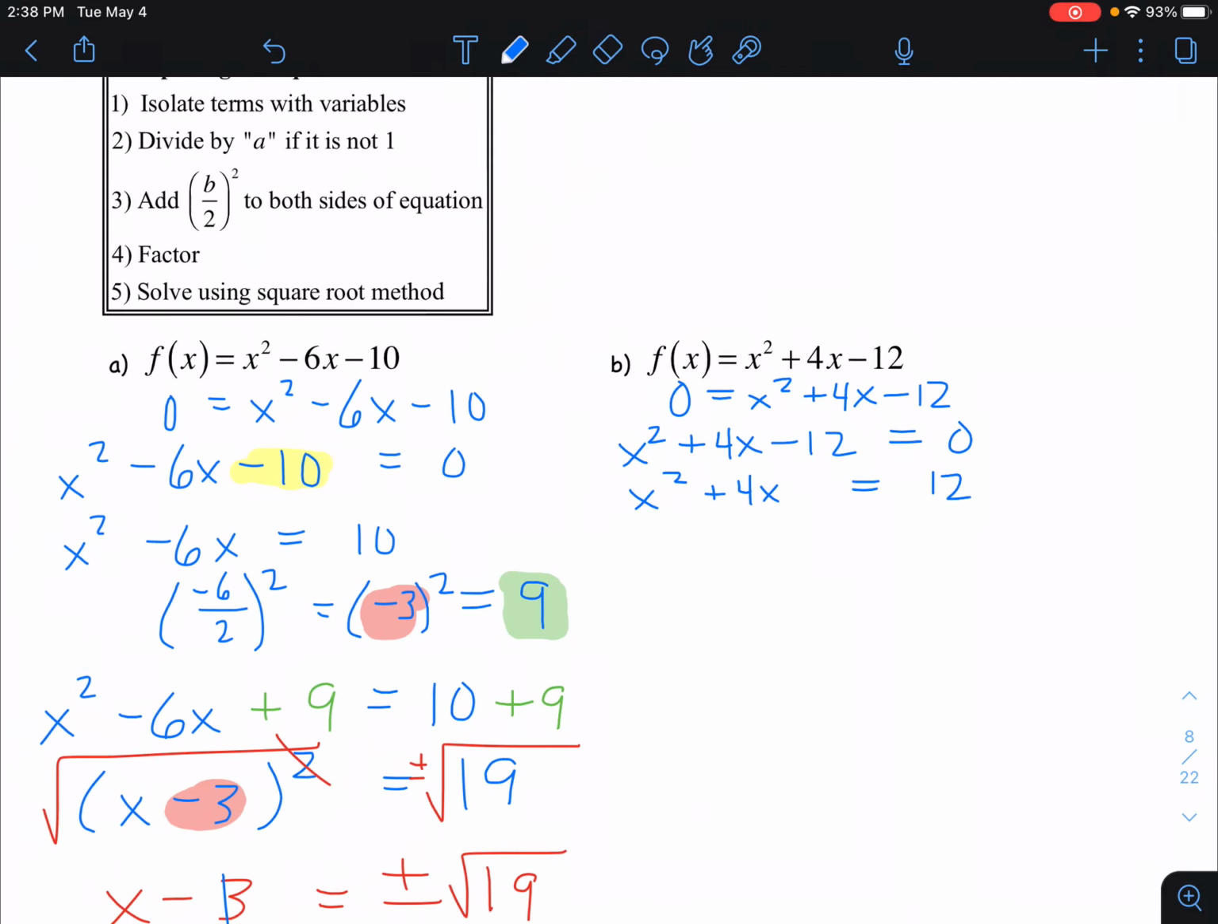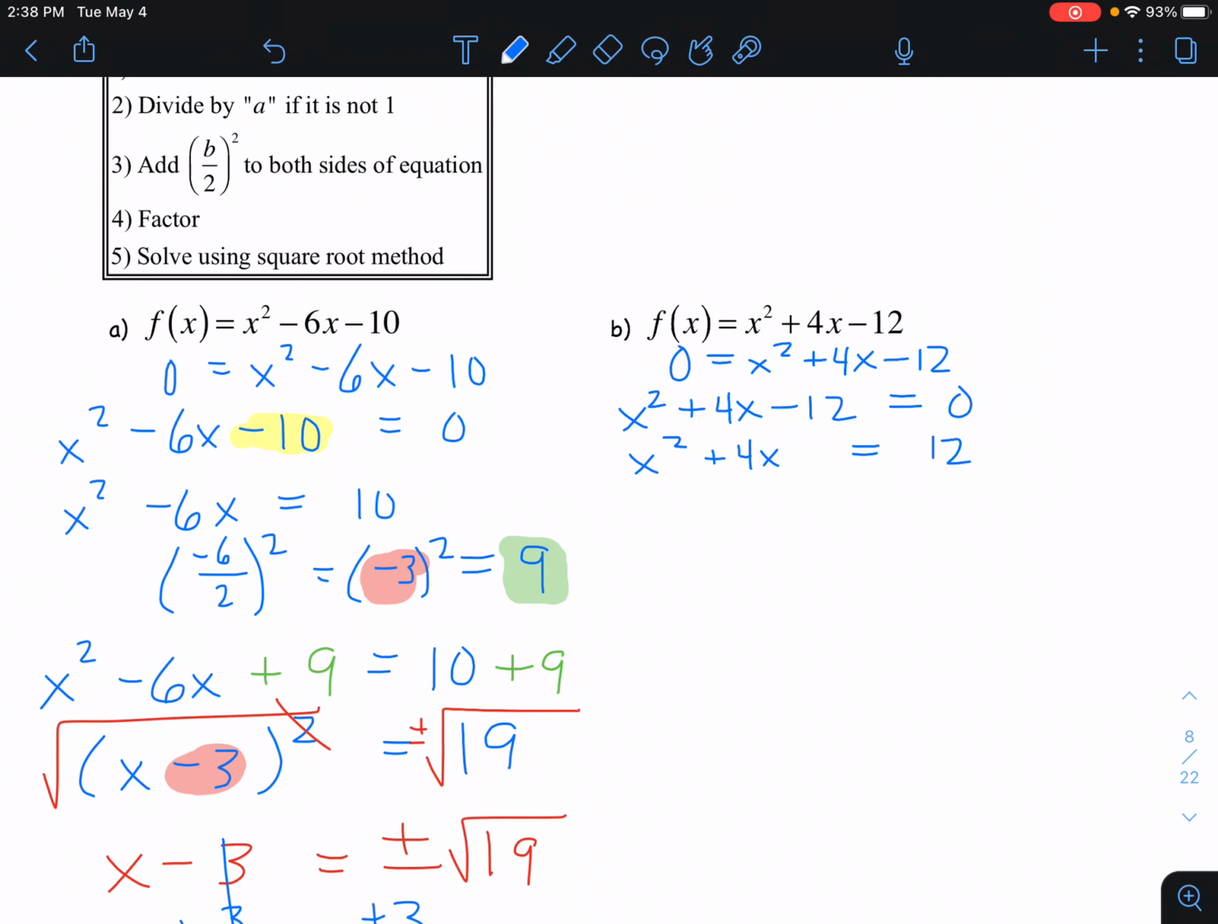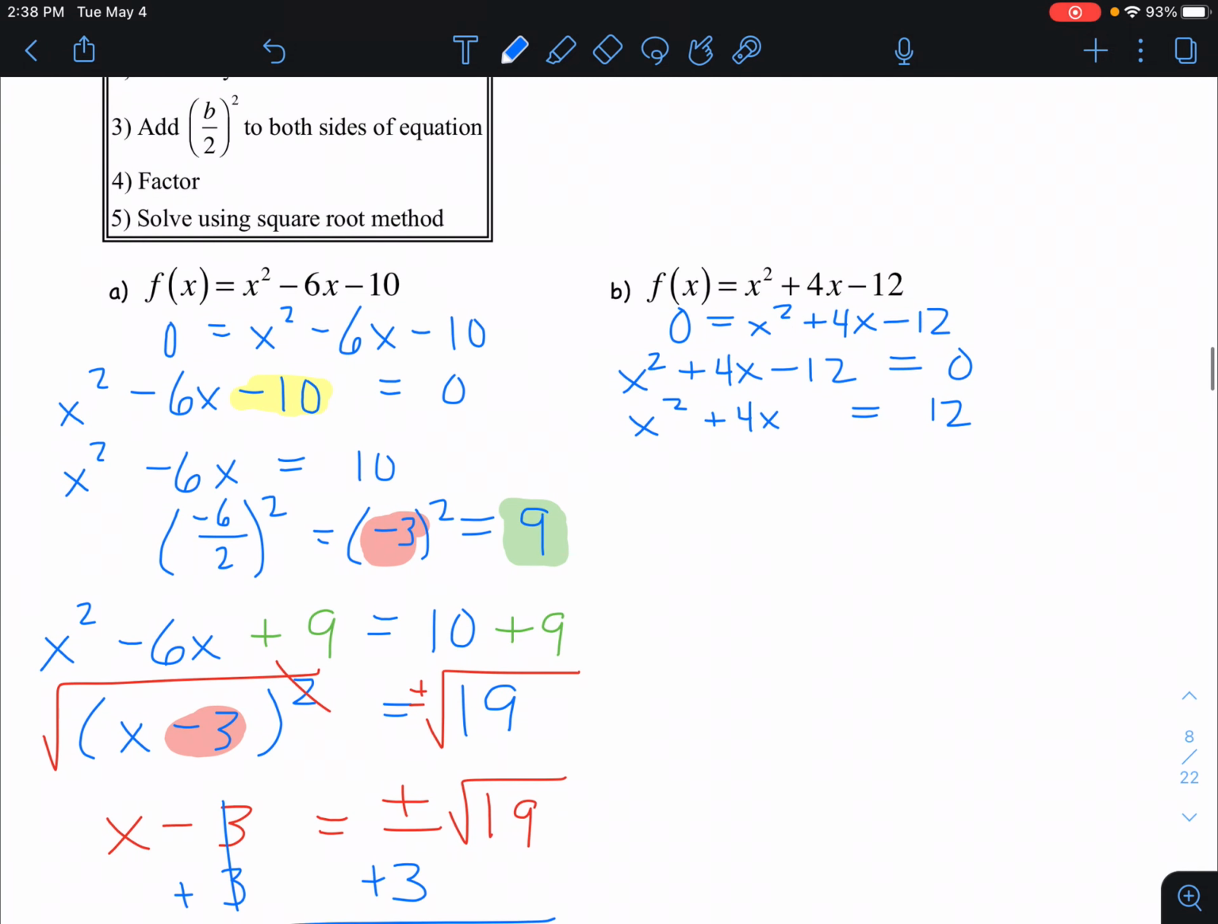What do I do from there? Step 2, divide by a if it is not 1. If that doesn't apply here, a is an invisible 1. Step 2 is not needed. Now I go to step 3. Let's add b divided by 2 squared to both sides.